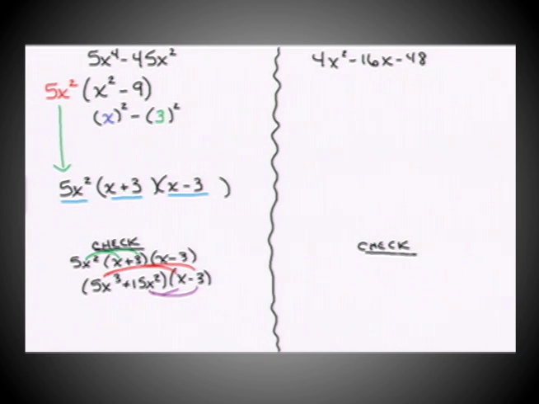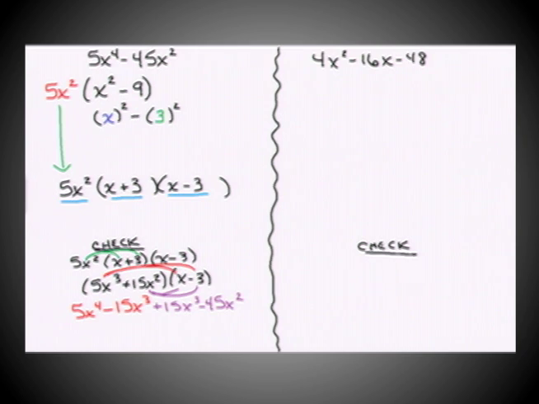And when I multiply 5x cubed with x, I get 5x to the 4th. 5x cubed times negative 3 is negative 15x cubed. Coming back and distributing the 15x squared, I get 15x squared times x is positive 15x cubed. And 15x squared times negative 3 is negative 45x squared.